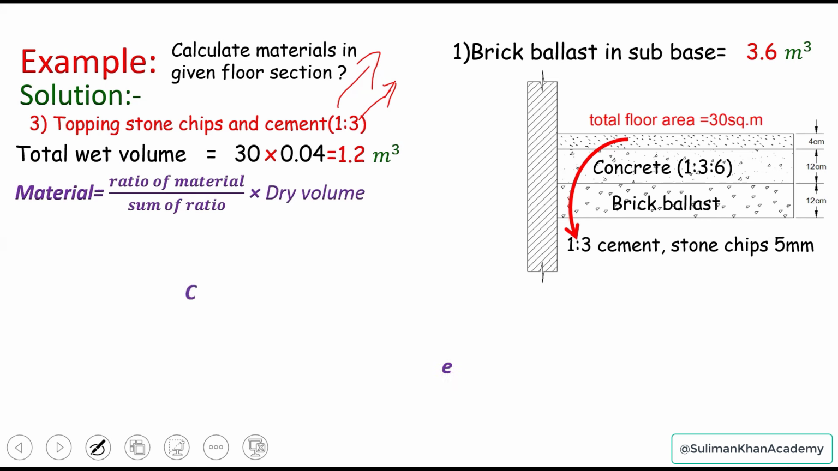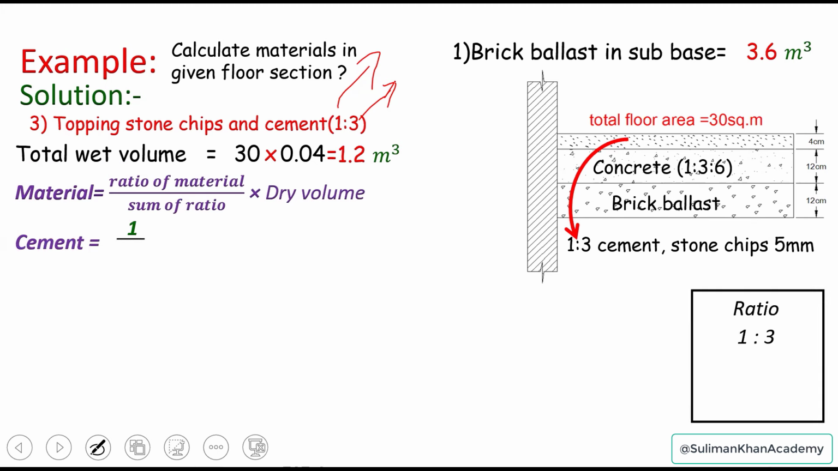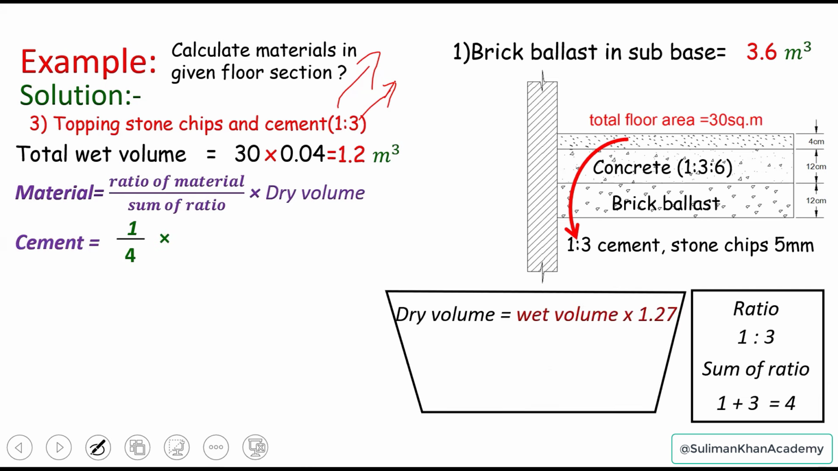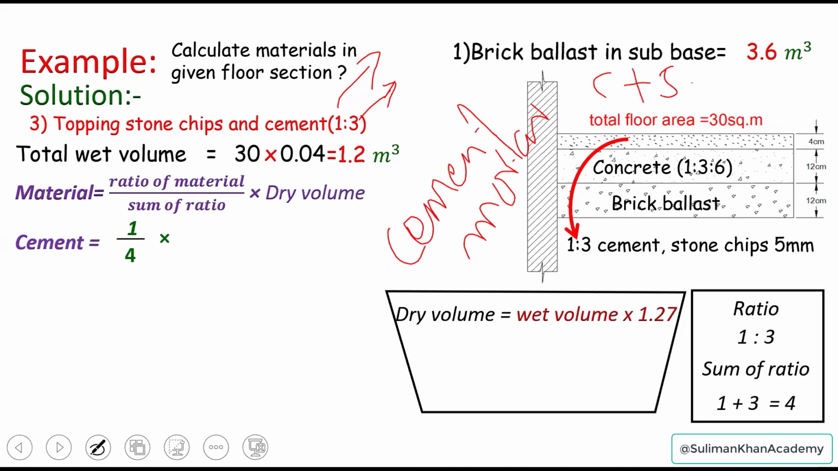Now, in order to calculate the quantity of cement, it is 1/4, because 1 is the ratio of material and 4 is the sum of ratio, which is 1 plus 3. So 1/4 times the dry volume. The topping is the same as cement mortar, because we have only two materials, the cement and the stone chips. If you have brick ballast or cast stone, then you have to use 1.54, because that becomes concrete. This time it's like a mortar because we have only two ingredients.